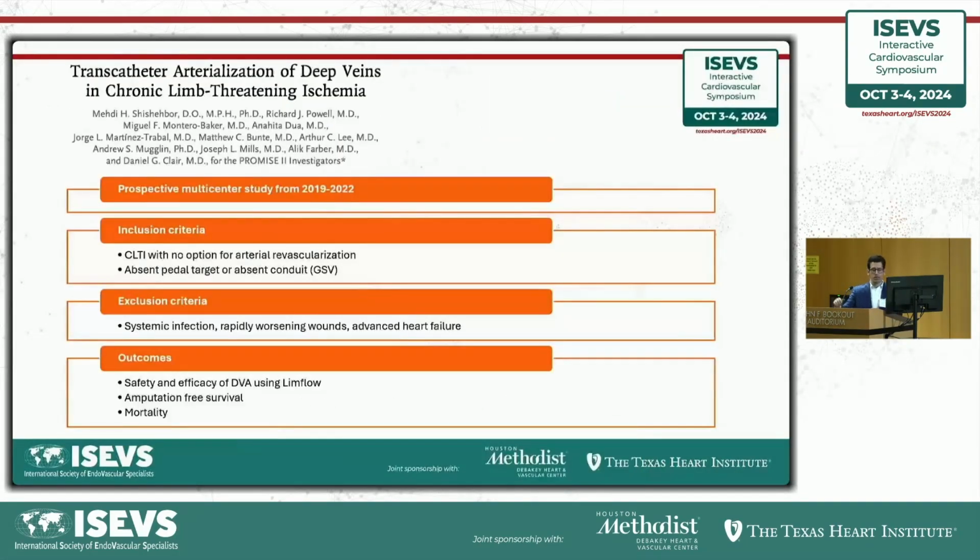And similarly, recently published as well was the PROMISE 2 study. This was a prospective study from 2019 to 2022 regarding the LimFlow device, which I will introduce here shortly. The inclusion criteria was any CLTI patient, again, with no option, absent pedal targets or absent conduit. They excluded any systemic infection or advanced heart failure, worsening wounds, and they looked at the safety and efficacy of the device, of course, amputation-free survival, and mortality.